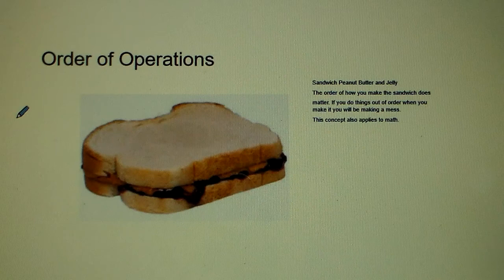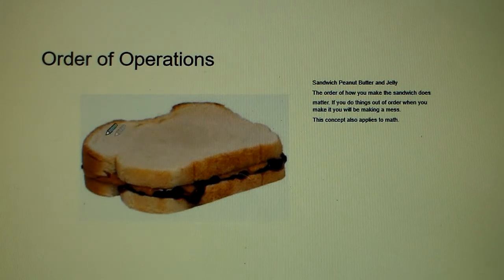So there's lots of little steps to making a peanut butter and jelly sandwich, and you have to do them in order. Well, for some parts you have to do in order. You can get creative to make it a nice, clean peanut butter and jelly sandwich. This concept also applies in mathematics. There's an order to math that we have to follow.